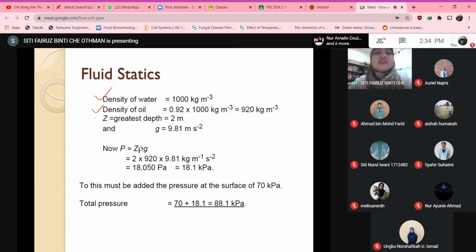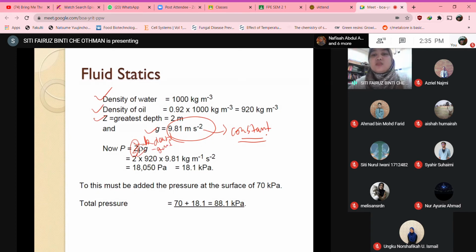Okay, Z is the greatest depth, which is 2 meter. And then specific gravity, this is the constant value for gravity, it won't change. So now P equals ρ g Z. Z is actually the height, similar to height. This is another letter to represent height. So that's the density, that's the gravity. So the height is 2.